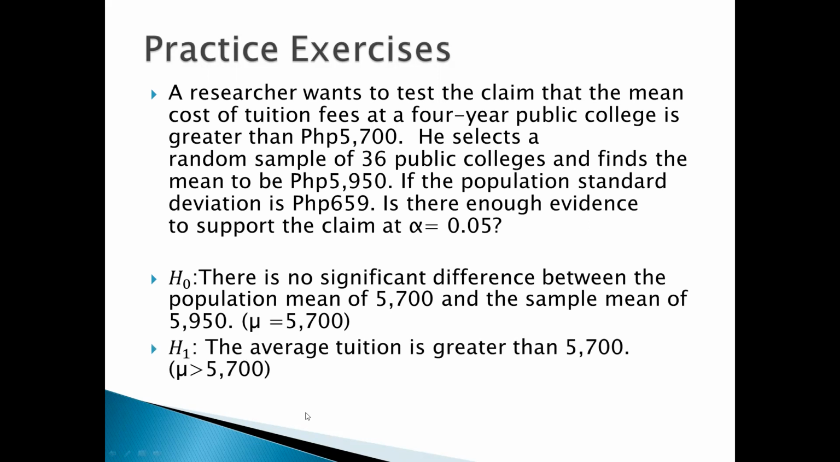And for the alternate hypothesis, since the alternate hypothesis always states that there is a significant difference between the groups being compared. So specifically for this problem, the researcher claims that the mean cost of tuition fees at the public college is greater than 5,700. So we can say that the average tuition is greater than 5,700. That is, if there is a significant difference between the population mean and the sample mean. Thus, mu must be greater than 5,700. Okay, so that will be our hypothesis.